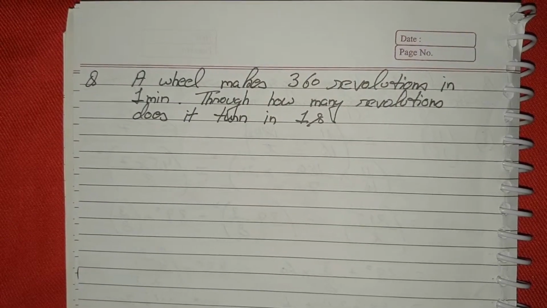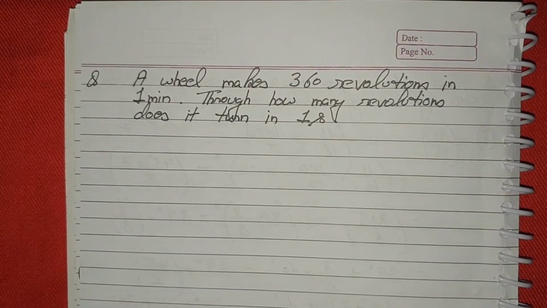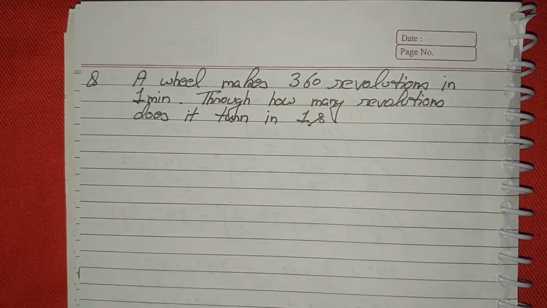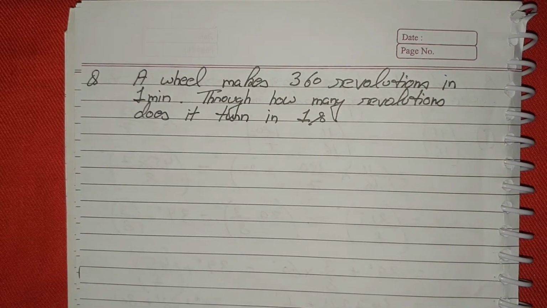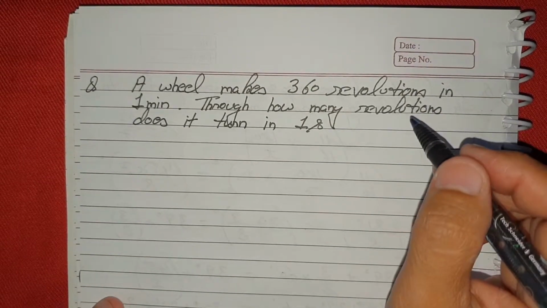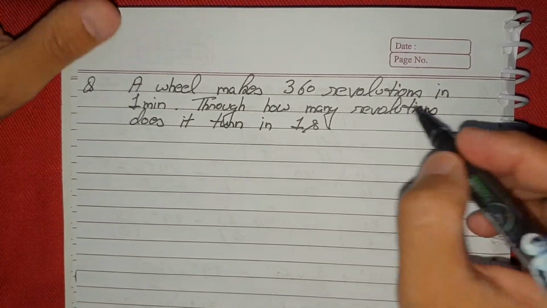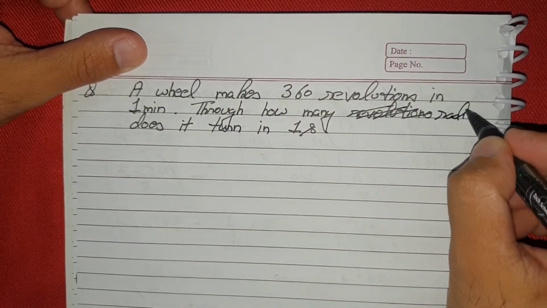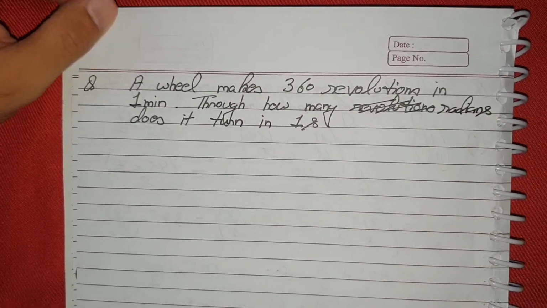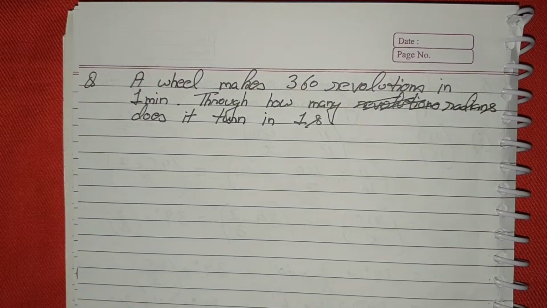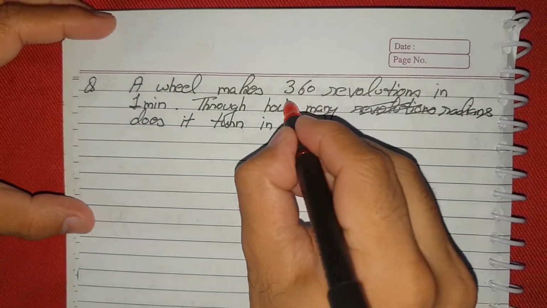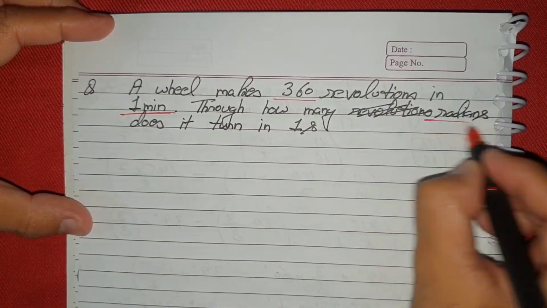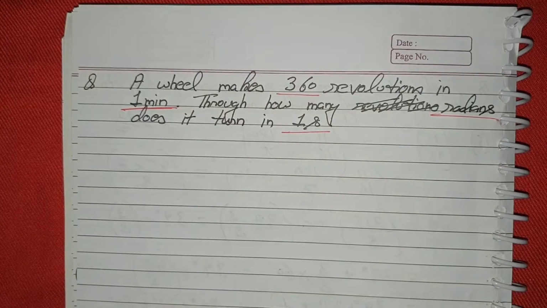Next example: the wheel makes 360 revolutions in 1 minute. Through how many revolutions does it turn in 1 second? Sorry, it's not actually how many revolutions, it's through how many radians. So the number of revolutions should be converted to radians. So the wheel makes 360 revolutions in 1 minute. How many radians does it turn in 1 second?